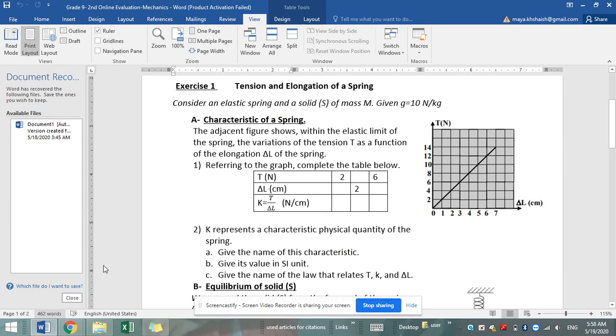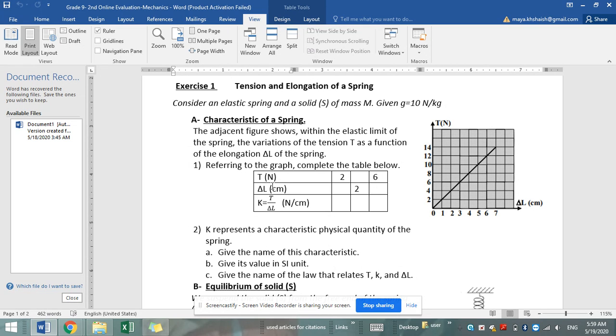First, let's start reading the given. The exercise is about tension and elongation of a spring. Consider an elastic spring and a solid mass of mass m, given that g is 10 Newton per kilogram. In the first part of this exercise, we are going to study the characteristic of a spring.